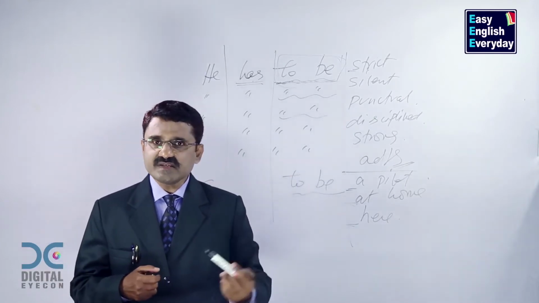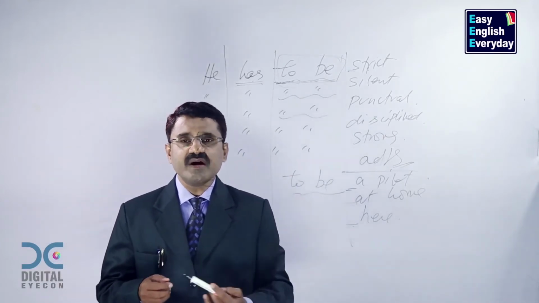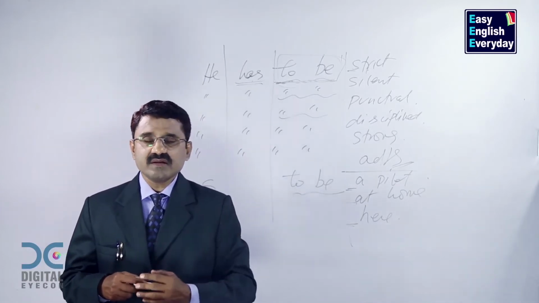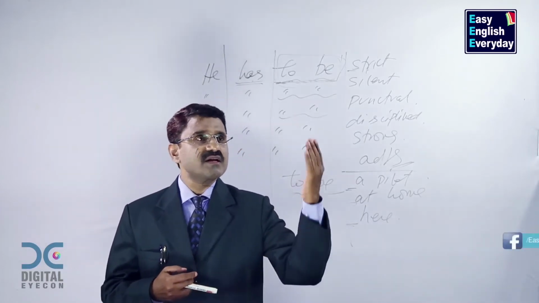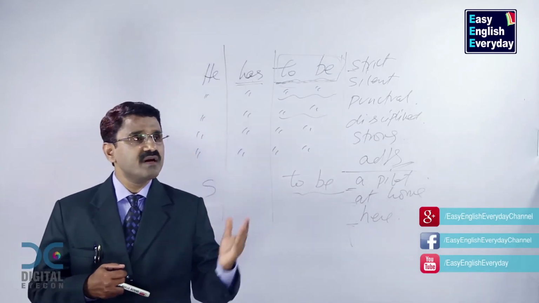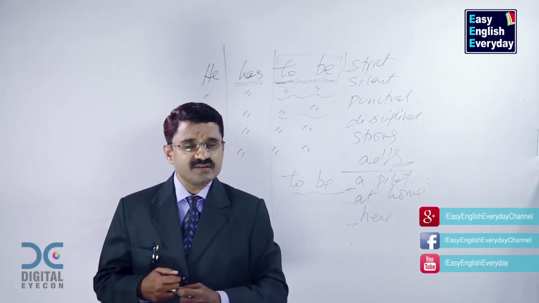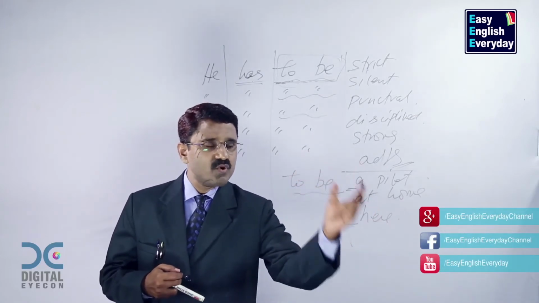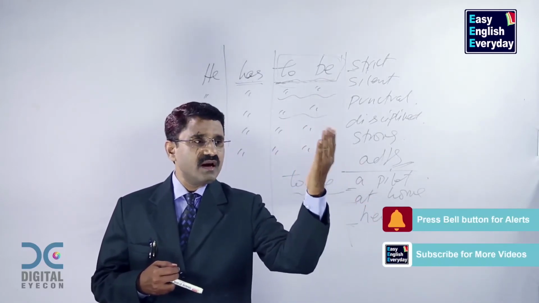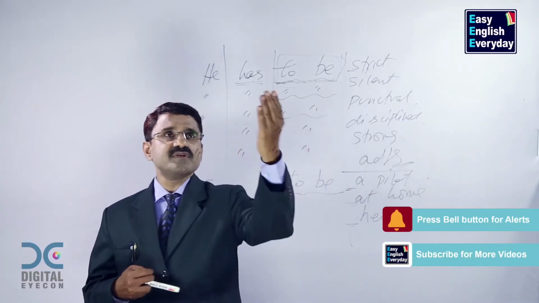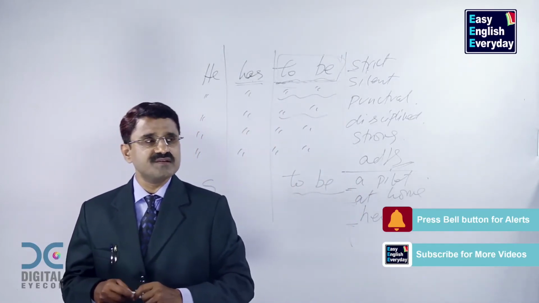He has to be decent. He has to be dignified. He has to be disciplined. He has to be dedicated. He has to be determined. He has to be active. He has to be alert. He has to be enthusiastic. He has to be energetic. So if you collect more and more nouns, adjectives, prepositional phrases, place adverbs, then you can make sentences like this.